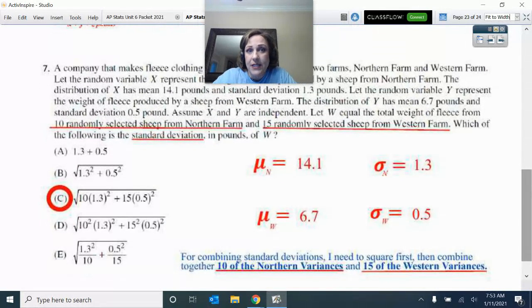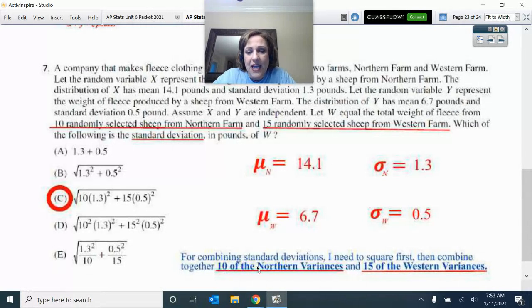This one was an actual AP multiple choice question. What I did was I first wrote things out, because there were so many words here, so I wanted to organize it. I had a mean and a standard deviation for the northern farm, and a mean and a standard deviation for the western farm. Okay, and then they had 10. Oh, here we go. This one was asking for standard deviation only. So this was the Pythagorean theorem thing.